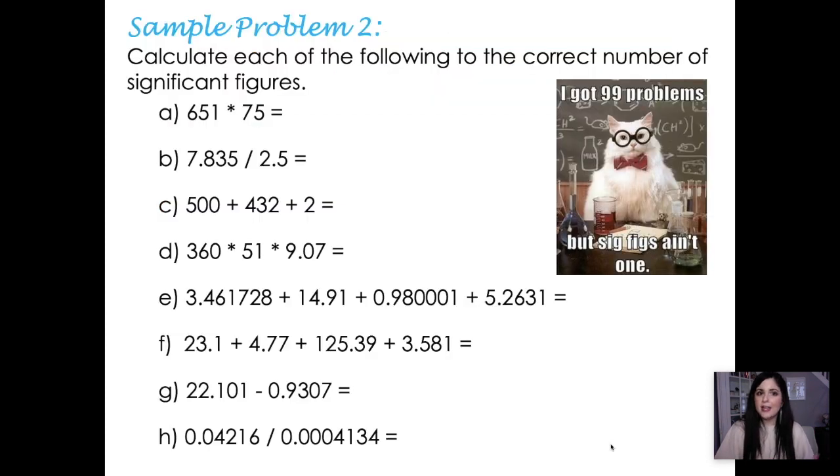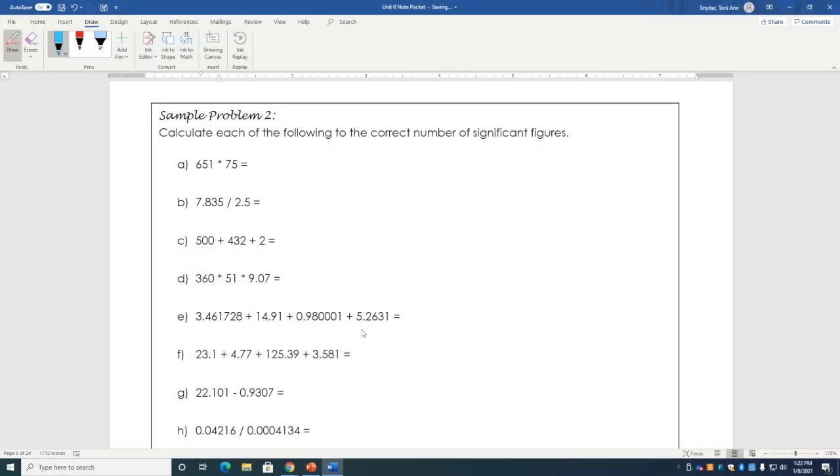So let's just go ahead and do sample problem 2 together. This should hopefully refresh your memory. Calculate each of the following to the correct number of significant figures. So using those two rules, we can determine how many significant figures will be in our answer, because again, we can't be more exact than our least exact measurement that was used in that calculation.